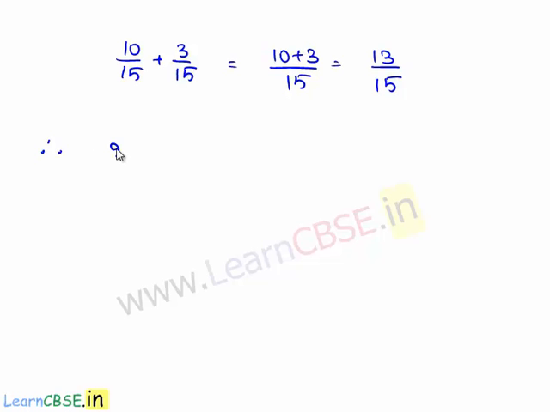So now we add the equivalent rational numbers, that is 10 by 15 plus 3 by 15. Since both the rational numbers have common denominator, we can directly add their numerators, that is 10 plus 3 by 15 gives 13 by 15. Therefore, 2 raised to the power of 2 by 3 times 2 raised to the power of 1 by 5 is equal to 2 raised to the power of 2 by 3 plus 1 by 5, which is 2 raised to the power of 13 by 15.